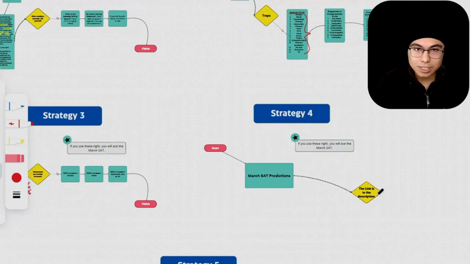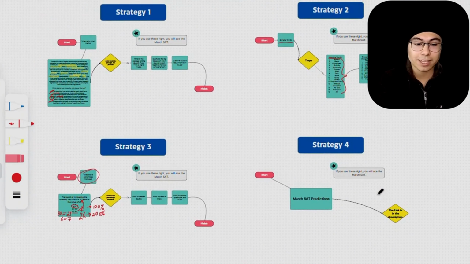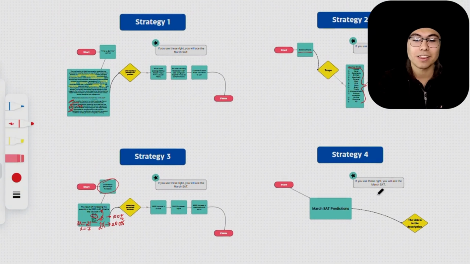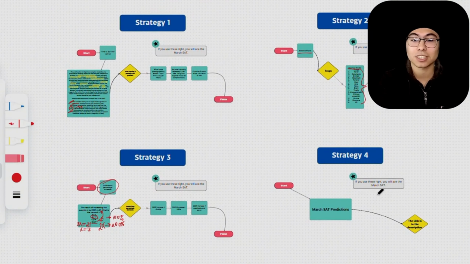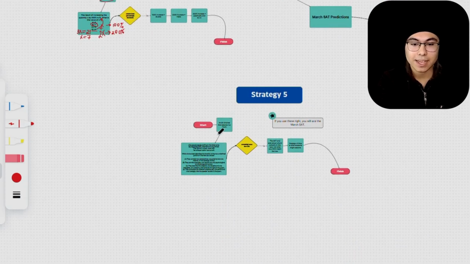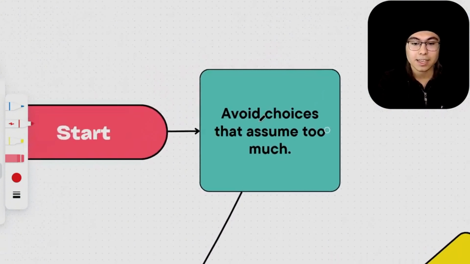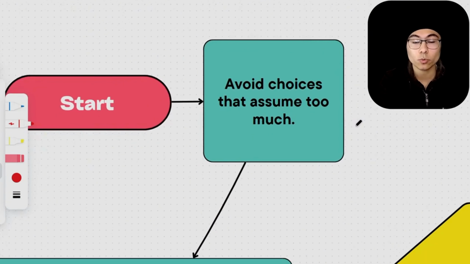Now let's move on to the last and most important strategy of all, and it's the one that is way more powerful than all these first 4 strategies. If you know this one, I'm sure it's going to be easy. That strategy, or tip, you could say, is avoiding choices that assume too much. Before you click off this video, I want to say that this one is so tricky, and sometimes you may not even realize that you are assuming.